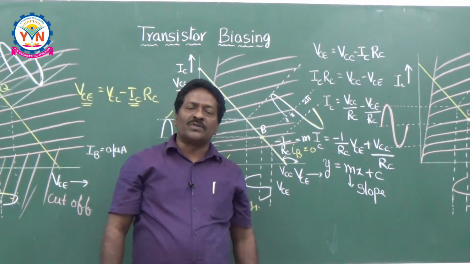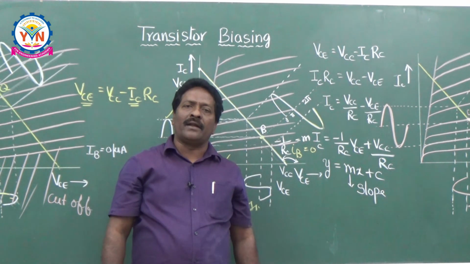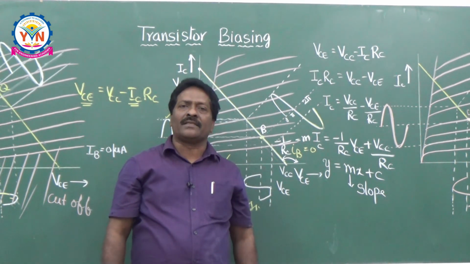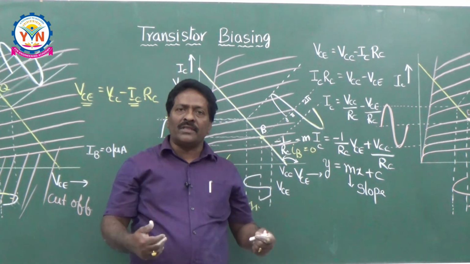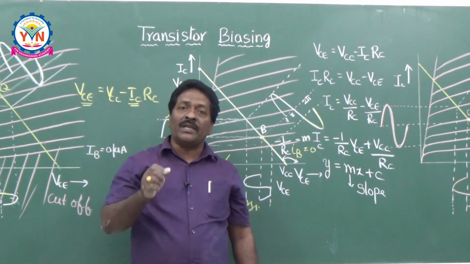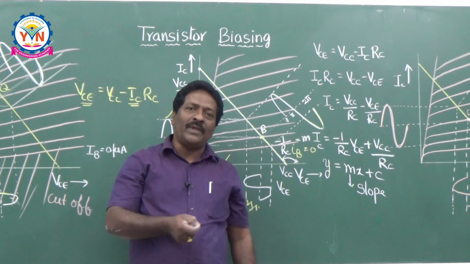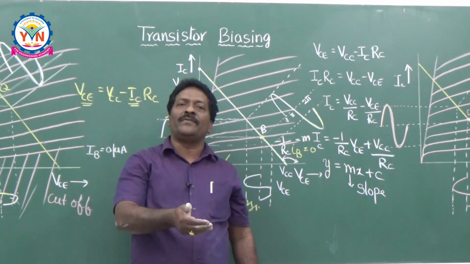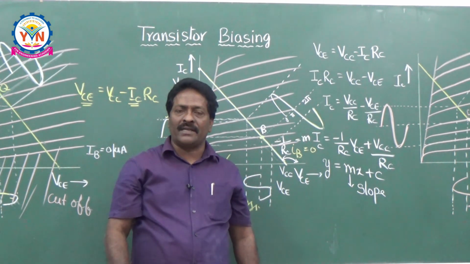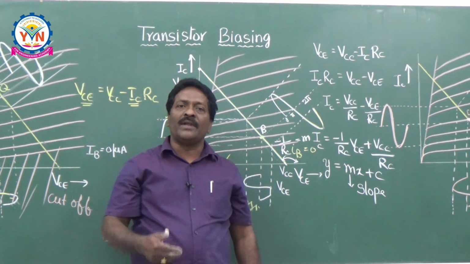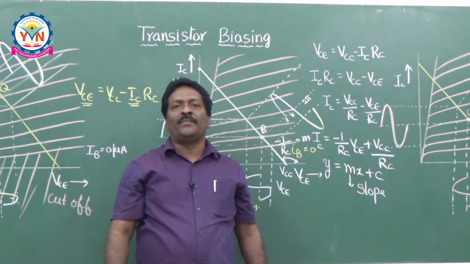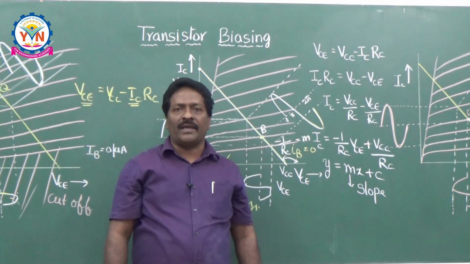I hope you understood the concept of load line, operating point, and the necessity of biasing. Once you know this, our duty is to keep the operating point always stable. So first of all, let me fix the operating point for the transistors using some biasing techniques, and later we have to stabilize it by using compensation techniques and other techniques. Okay, thank you.